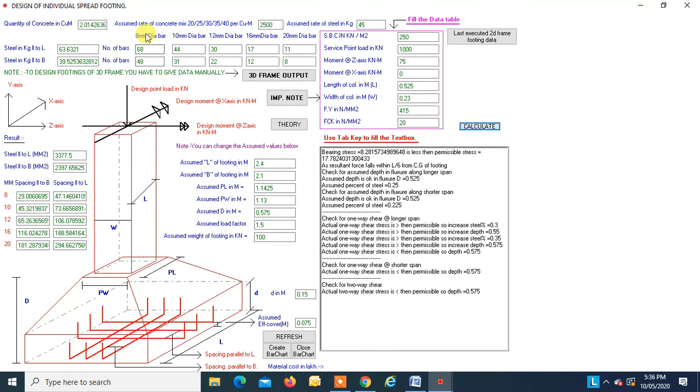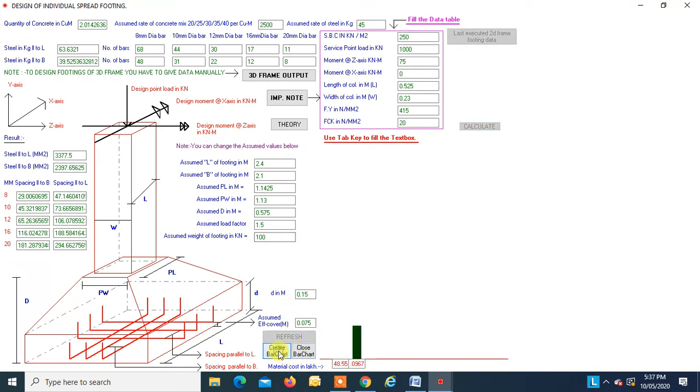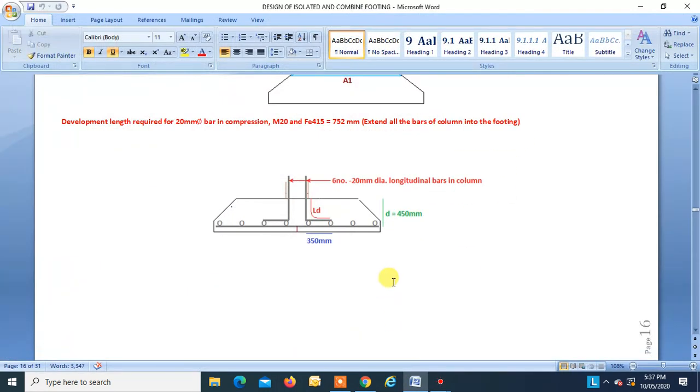So the number of bars required if you are using 10 mm dia, 12 mm dia, 16 mm dia, and 20 mm dia, you can change these values and get the most economical section. The bar charts will be shown over here. So this program can be useful for a designer for an economical design. I hope you must have found this video useful. Thank you.